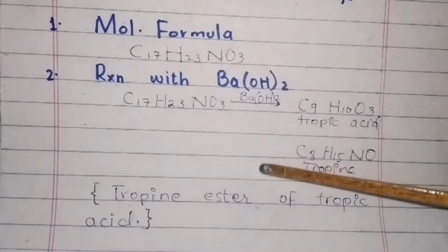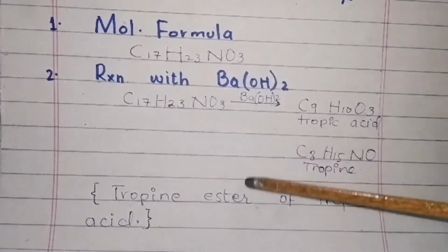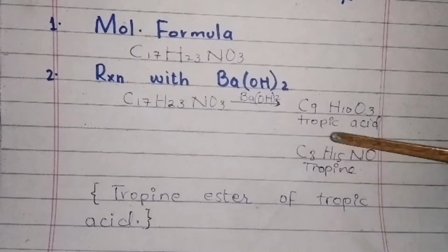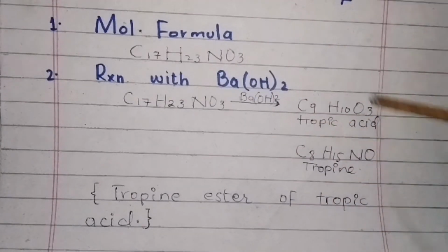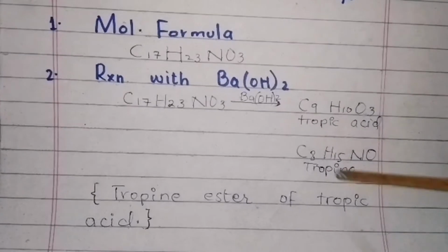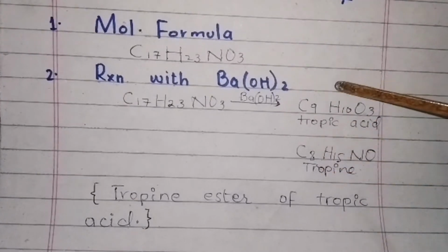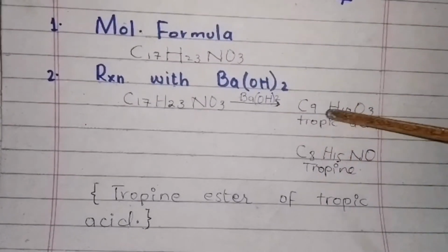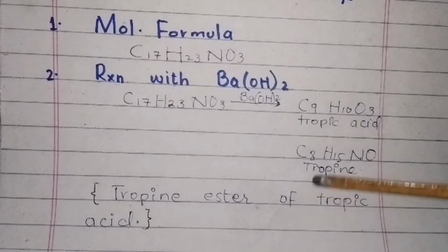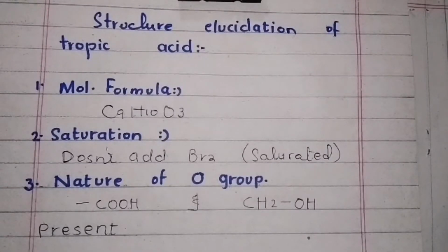Now we are going to cut it short, and we are going to elucidate the structure of tropic acid and the structure of tropine, and then we are going to combine these two to form atropine. Yeah, so that's how we are going to find the structure of atropine. Now we are going to talk about the structure elucidation of tropic acid.